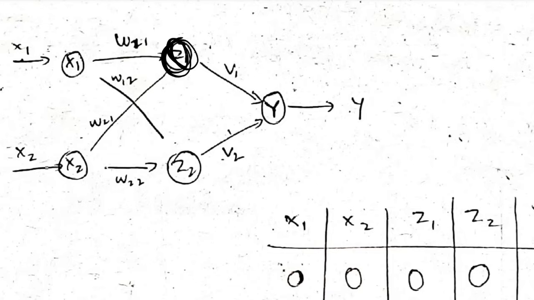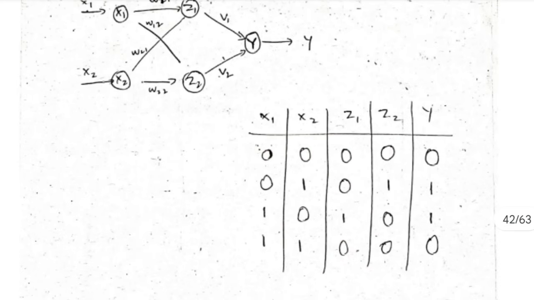Z1 was what? X1 with this w value multiplied, plus x2 with this value multiplied, that's the summation. Same thing here also, what I'll be doing is z1 with this value multiplied plus z2 with this value multiplied, that will be my y value. Like that I'll be making the truth table here.